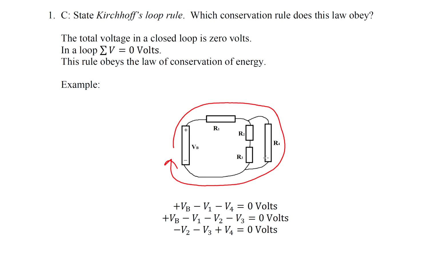Now let's take a look at this right loop here. It's going to be minus voltage drop through resistor 2, minus voltage drop through resistor 3, plus voltage drop through resistor 4, is 0 volts. Now why did I put a plus here? It's because I'm going in the opposite direction as the current.